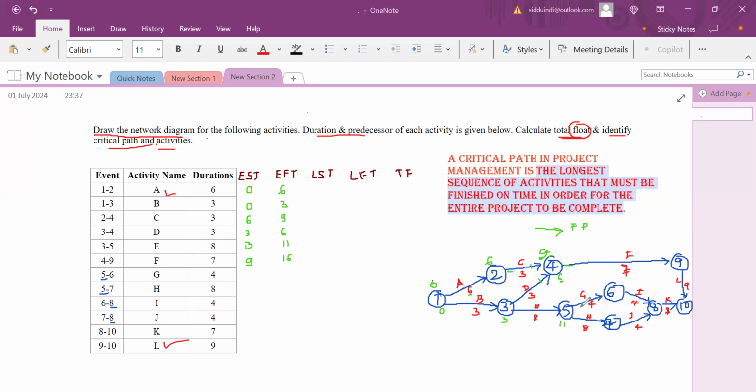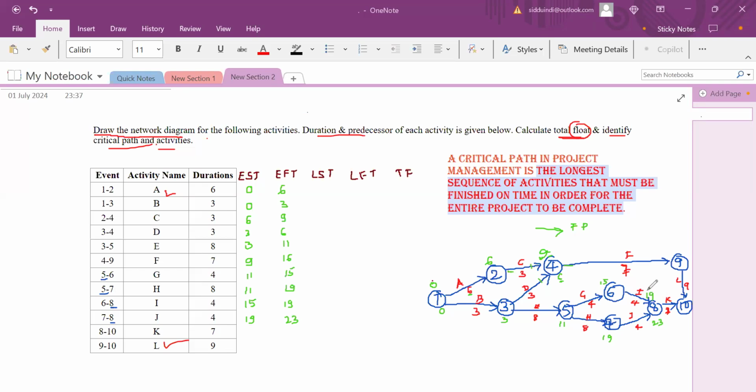And here from 5 to 6, 11 is there, plus 4 is 15, which means 11 and 15. Next, 5 to 7 means 11 plus 8 is 19, which means 11, 19. Next, from 6 to 8, 15 is there, plus 4 is 19. Here the early start is 15 and early finish is 19. Now 7 to 8 is starting with 19, 19 plus 4 is 23, ending with 23.